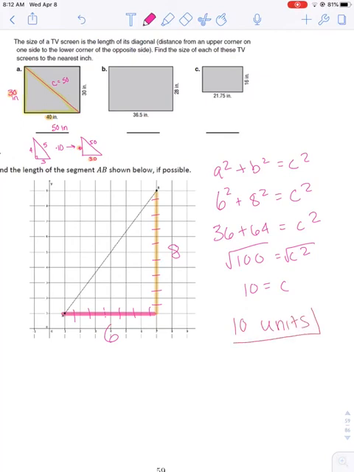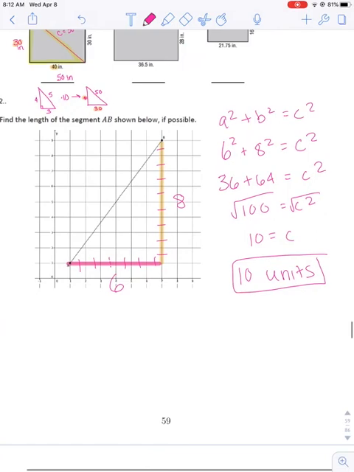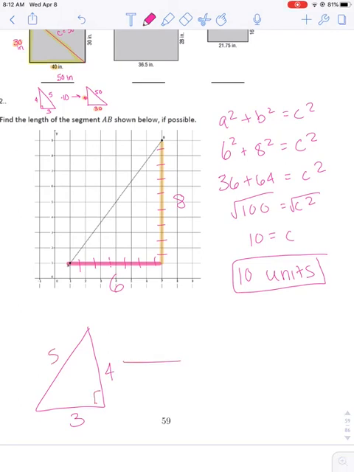Now that would be the work if you didn't recognize the triple. If you did recognize the triple, we can say that this is a 3, 4, 5 triangle, and what they've done is multiplied it by 2 to get 6, 8, and 5 times 2 is 10. You wouldn't have to show any of that work. I'm just demonstrating it to you. So either way, 10 units.